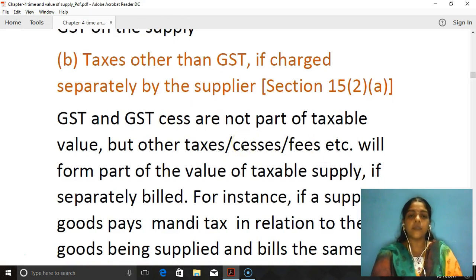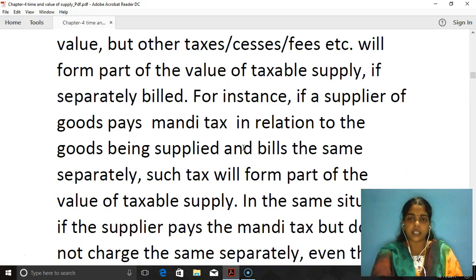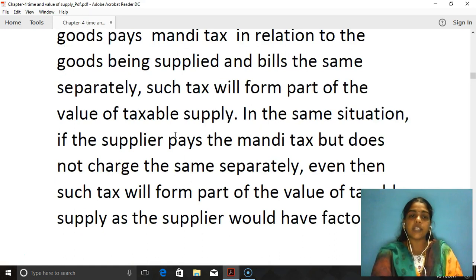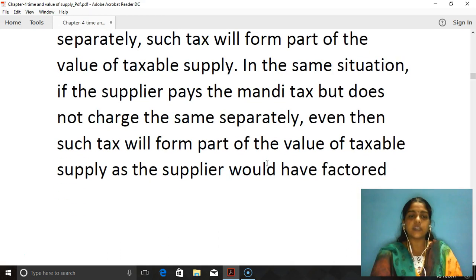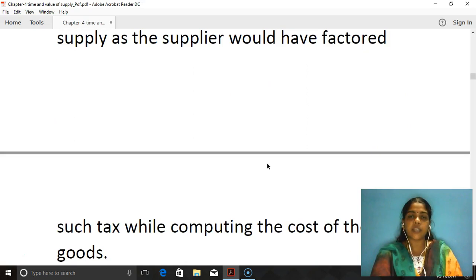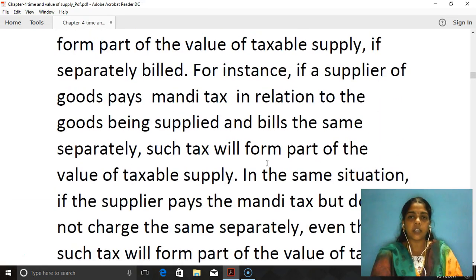will form part of the value of taxable supply if separately billed. For instance, if a supplier of goods pays mandi tax in relation to the goods being supplied and bills the same separately, such tax will form part of taxable value. If the supplier pays the mandi tax but does not charge the same separately, even then such tax will form part of the value of taxable supply, as the supplier would have factored such tax while computing the cost of the goods. So what are they telling?